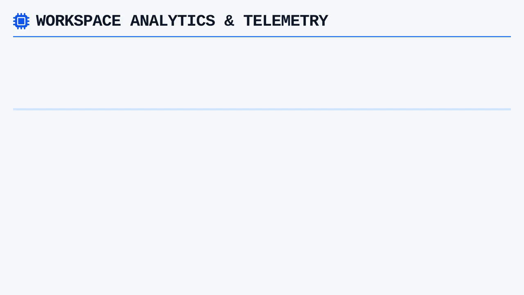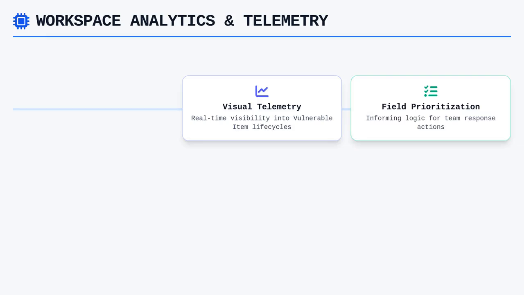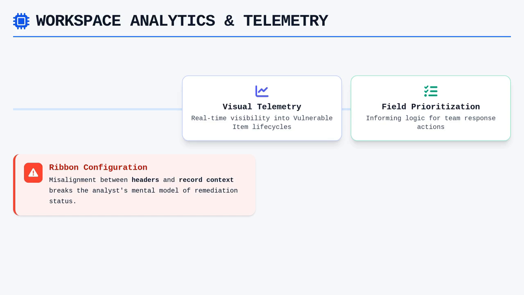Wiring the workspace analytics engines introduces a layer of dynamic visual telemetry that requires precise configuration. We integrate these engines to provide real-time visibility into the lifecycle of vulnerable items, which informs the prioritization logic used by the field teams. When we discuss ribbon configuration issues, we are often addressing the alignment between the ribbon headers and the underlying record context.